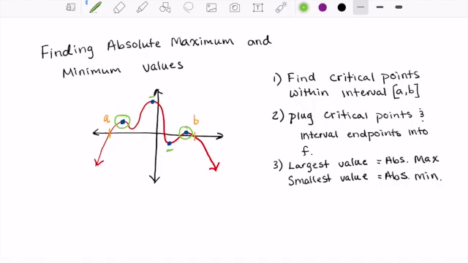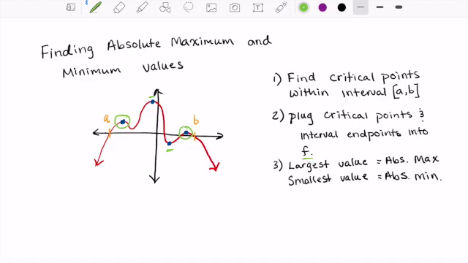So we're going to follow 3 very simple steps for this. We're going to find our critical points. So again, we're going to take our derivative, set it equal to 0 and solve. Find your critical points, and then if they fall within the interval, keep them. If they don't fall within the interval, throw them out. We're going to look at just plugging in the critical points and the endpoints into our function.